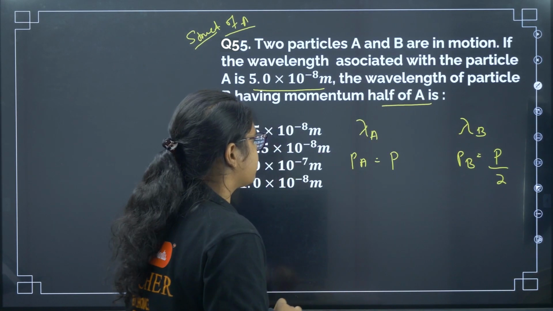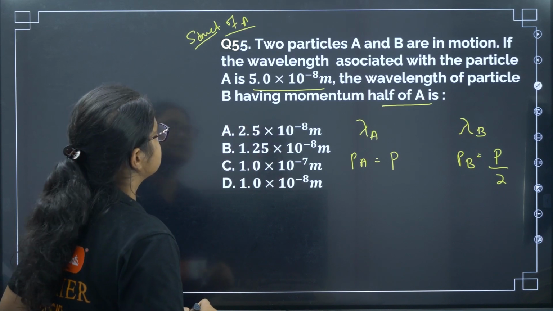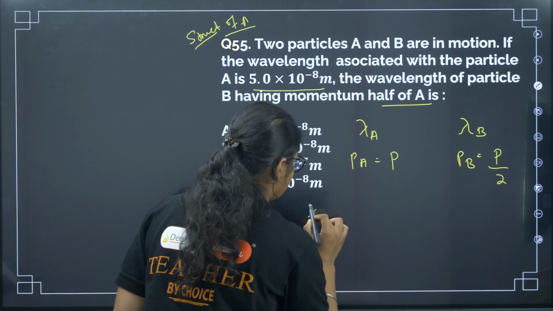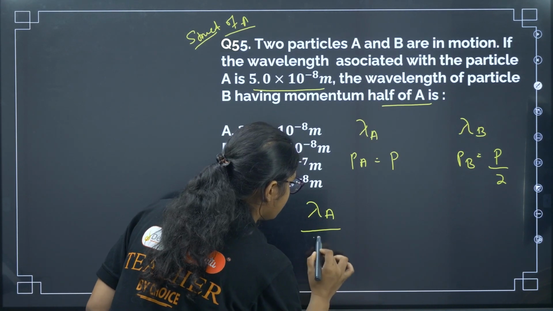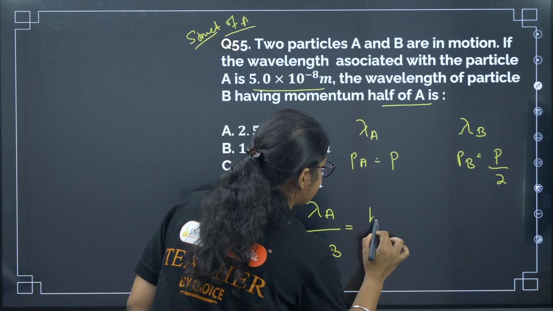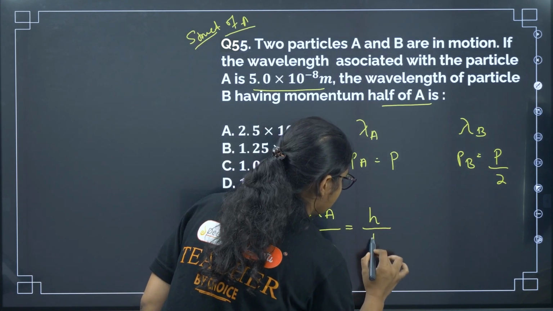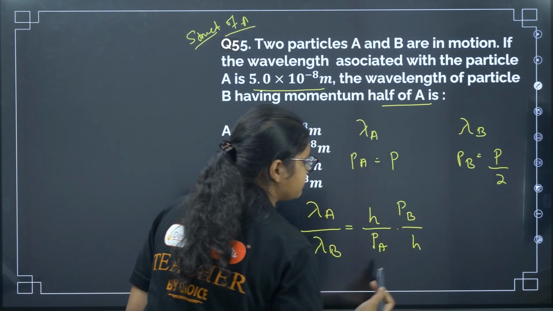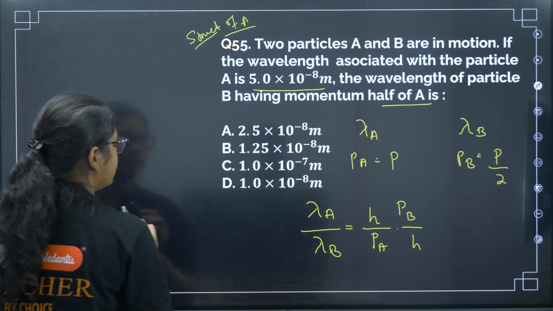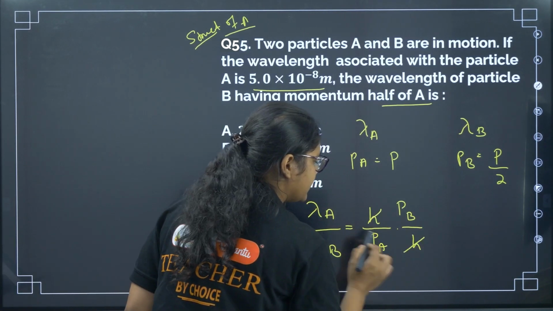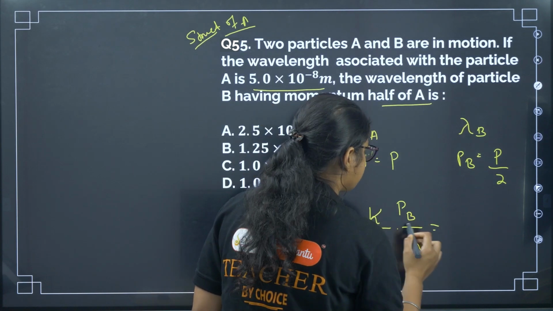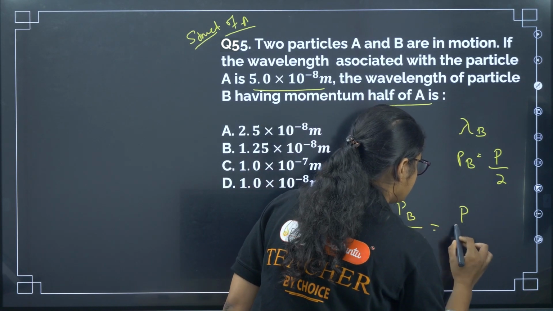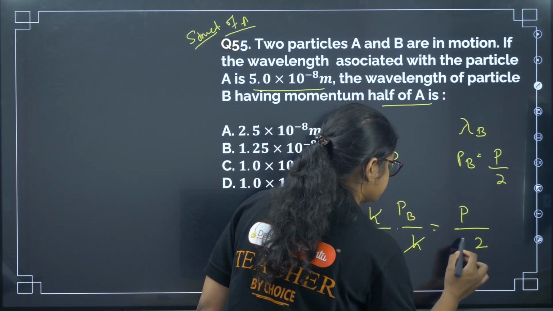Okay, so now the question is asked to calculate the momentum. So the wavelength ratio, lambda A by lambda B, will be h by PA divided by h by PB. Okay, I have taken the ratio. So now if I solve it here, h will get cancelled, and in place of PB I can substitute P by 2, and here I can substitute P, right?